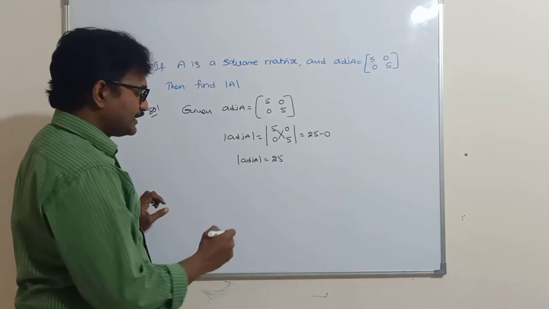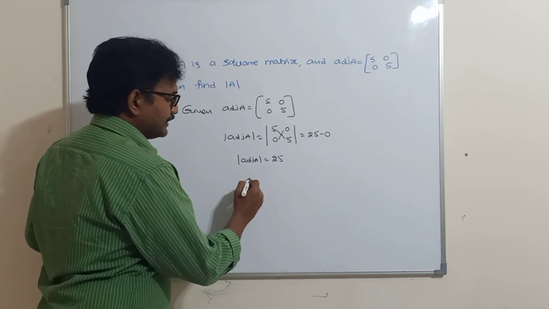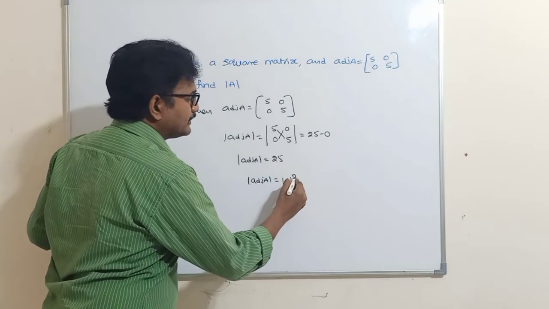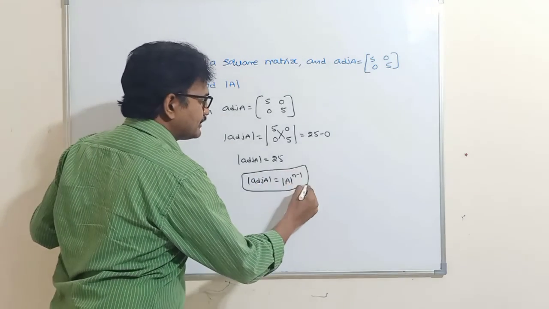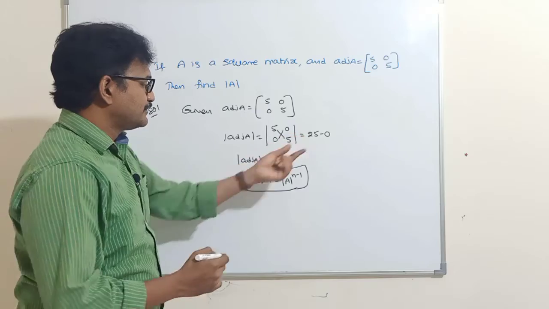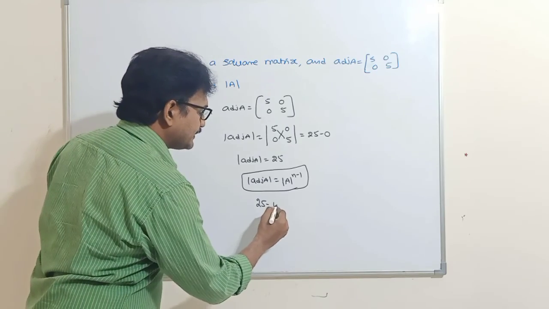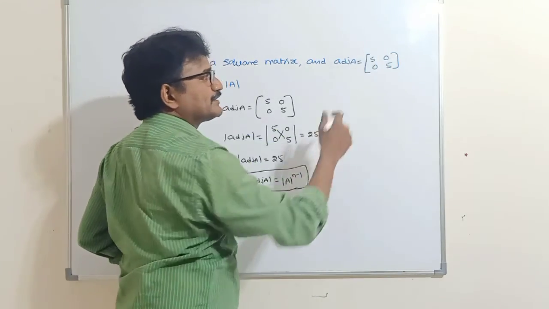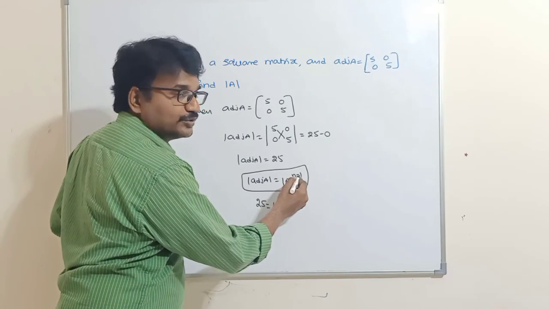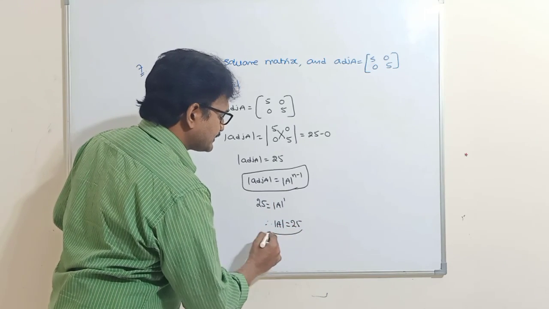Already in the previous problem, I gave the relation between det of adjoint A and det A. So we know that det of adjoint A is equal to det A whole power n minus 1, where n is the size or order of a matrix. What is the det of adjoint A value? 25. So 25 is equal to det A whole power. What is the size of this matrix? 2 by 2. 2 rows and 2 columns are there. So n is equal to 2. 2 minus 1, 1. Therefore, det A is equal to 25 is the answer for this problem.